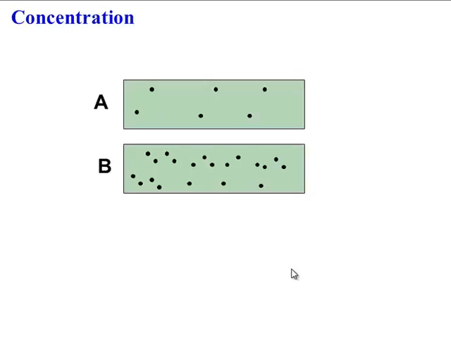Something related to solutions is concentration. Concentration is a measure of how strong a solution is, specifically how many solute molecules are dissolved in these solutions. So if you look at this diagram, we've got a solution A that is not as concentrated as solution B. And the reason for that is that solution B has more solute particles in the same space, whereas A has less solute particles in the same size space.